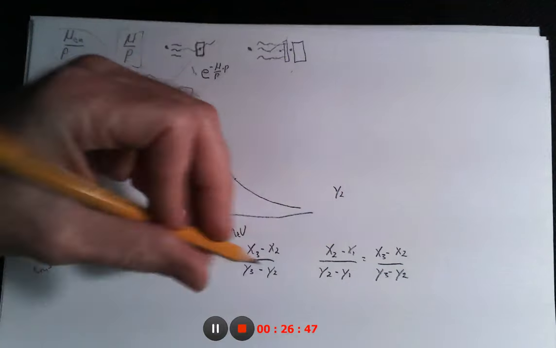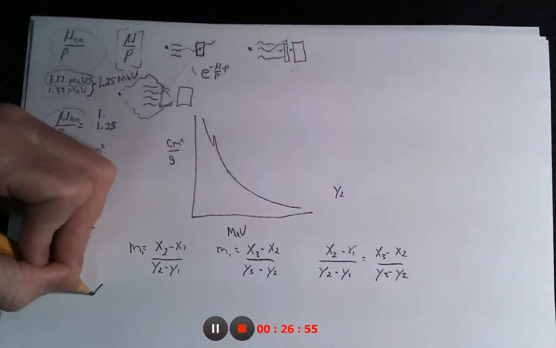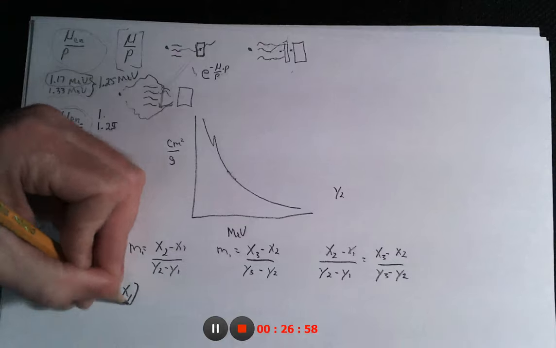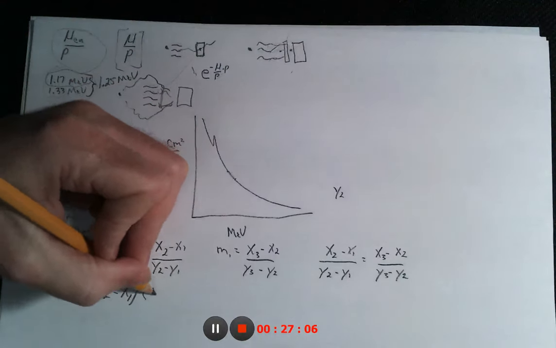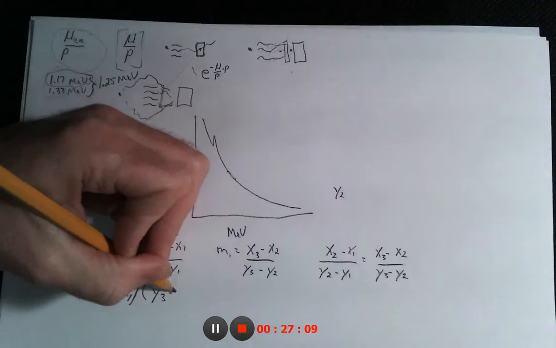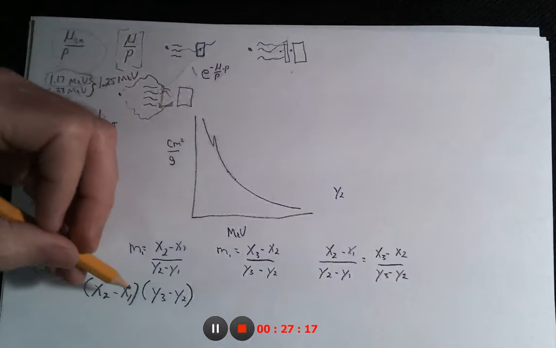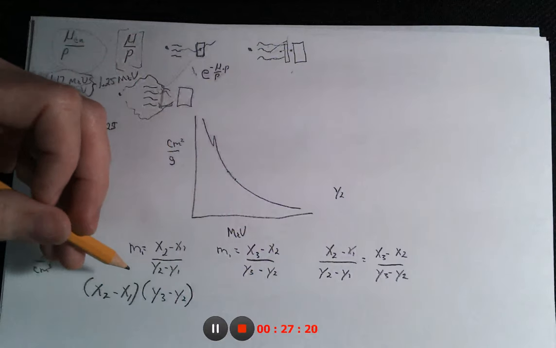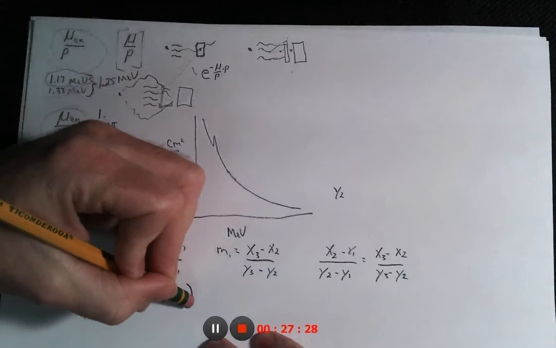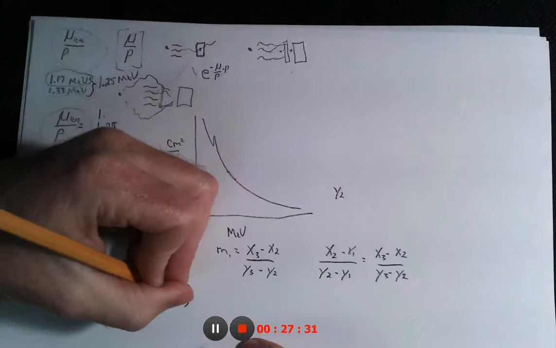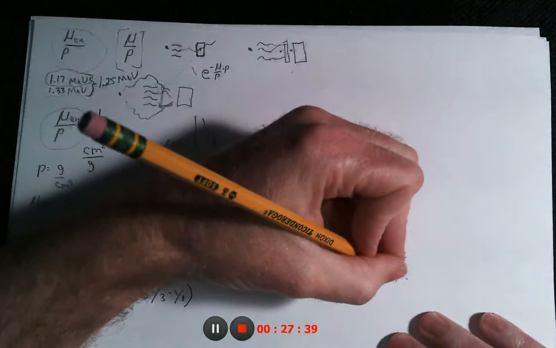Solving this algebraically, I'll run through it real quick. You would end up with x2 minus x1 times y3 minus y2. Actually, let's change these twos to ones, sorry, because you don't know what y2 is. y2 is a variable, and I don't want two different y2 variables. It would be the same; we're just changing the two different points.